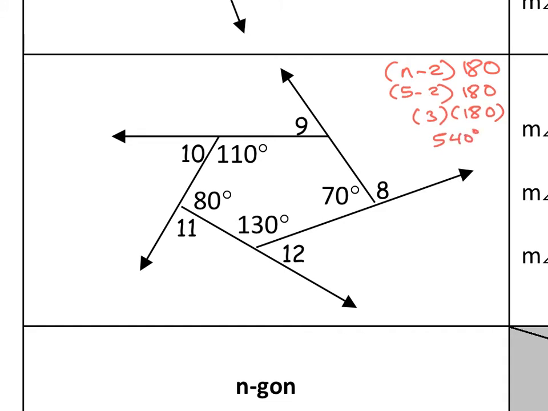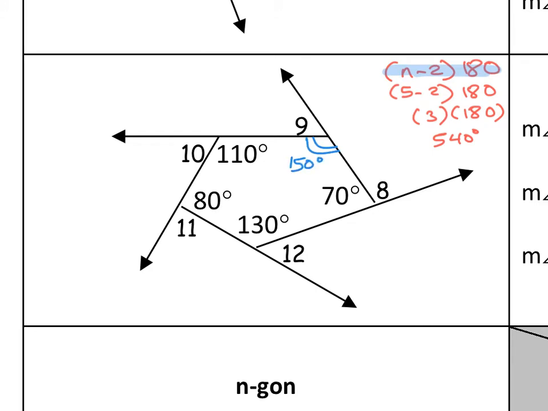So it's always important to understand how to find the sum of the interior angles of all of them. Because now since you have 4 out of the 5, you can add all those 4 together, subtract them from 540, and you will find out that this angle is going to be 150 degrees.